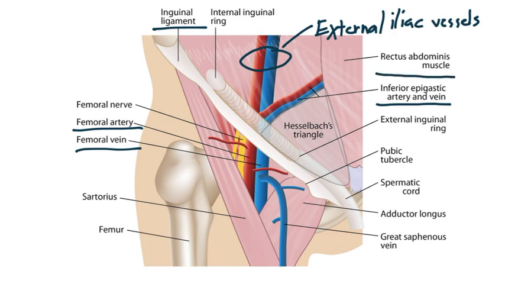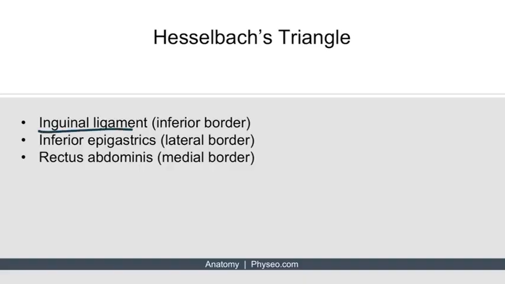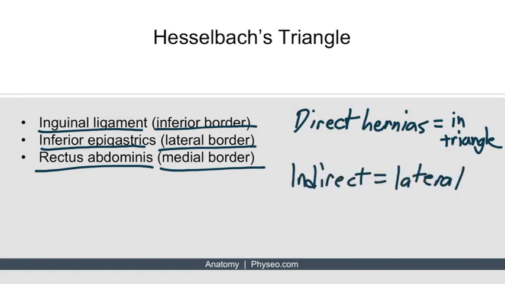And with that, we've identified each border of the Hesselbach's triangle. On the medial side, the rectus abdominis muscle, that's the medial border. The inferior epigastric artery and vein, that's the superior border. And the inguinal ligament, right here, forms the lateral triangle. So, Hesselbach's triangle. And this is listed again right here. The inguinal ligament is the inferior border, the inferior epigastrics form the lateral border, and the rectus abdominis muscle forms the medial border. Now, direct inguinal hernias occur within the triangle, while indirect inguinal hernias occur lateral to the triangle.